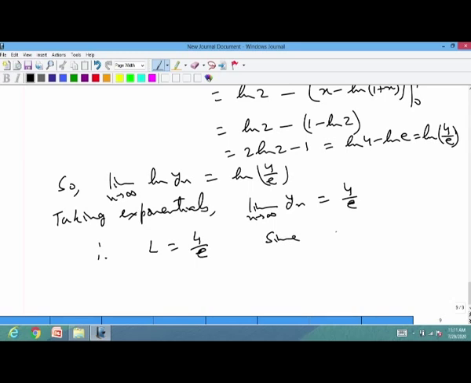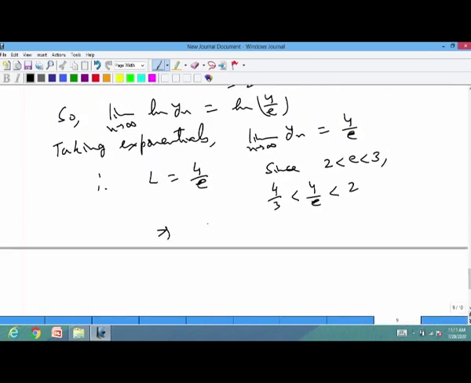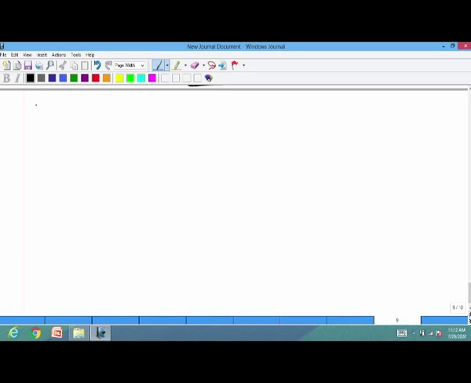Since we know that e is between 2 and 3, e is approximately 2.71. So, it is between 2 and 3. So, 4 by e will be between 4 by 3 and 4 by 2, which is 2. So, it is strictly between 1 and 2. This implies the greatest integer of L is equal to 1. So, this is the answer to the second problem. Let us move to question number 3.